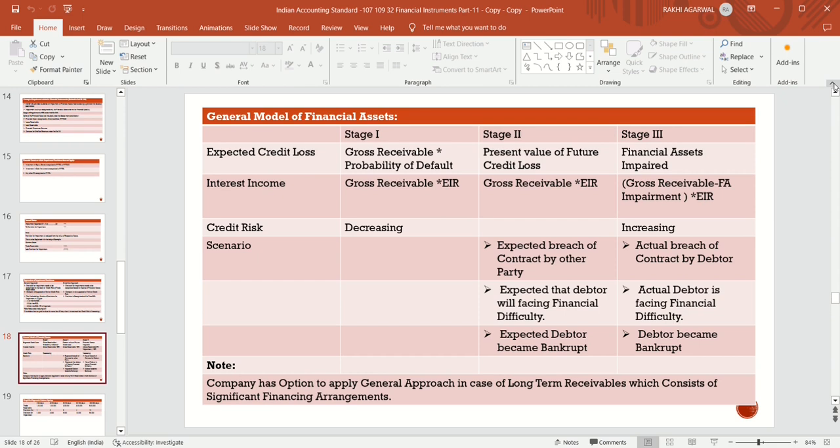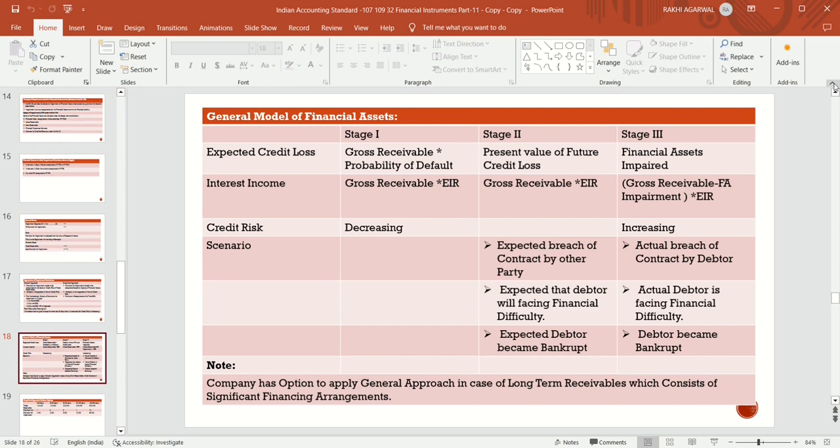Now scenario. Stage 1, there is no scenario. Stage 2, expected breach of contract by other party. In stage 2, if the contract is breached by the other party, it is expected that the debtor will face financial difficulty and become bankrupt. In which scenario the ECL, meaning the provision, is to be prepared.